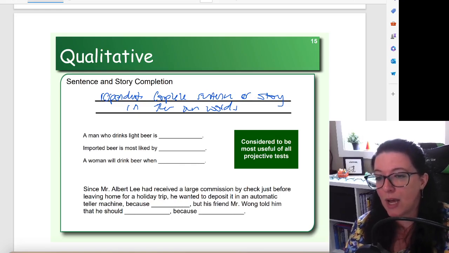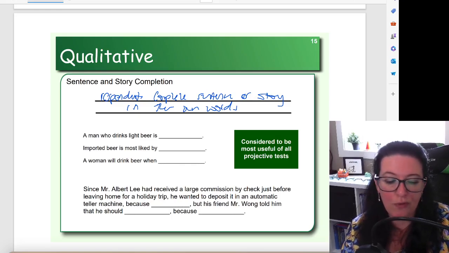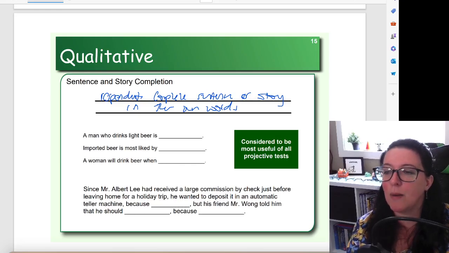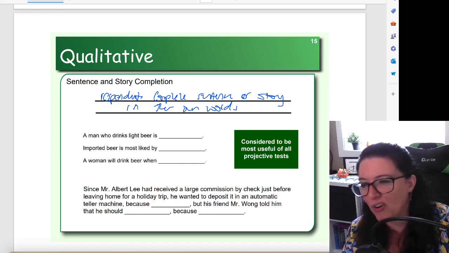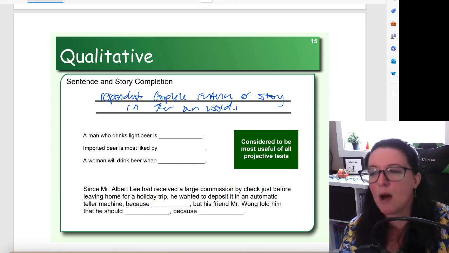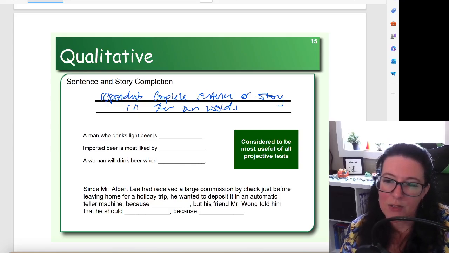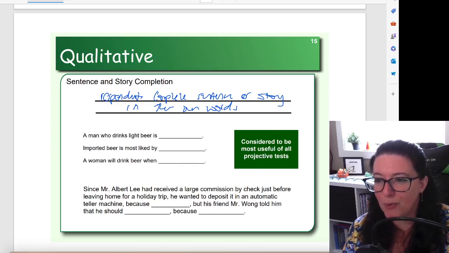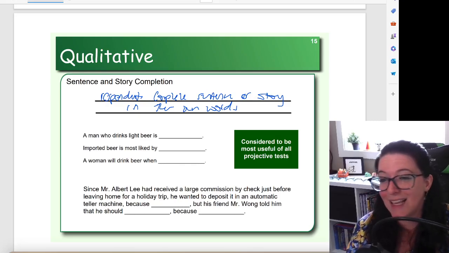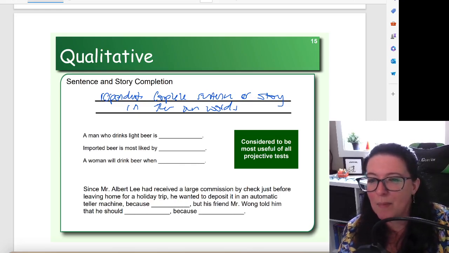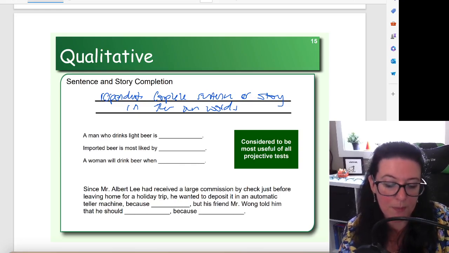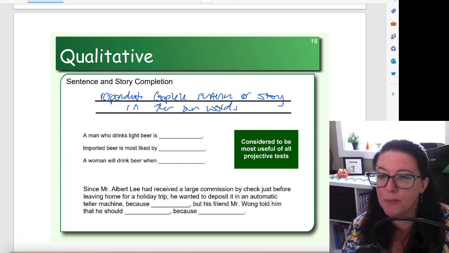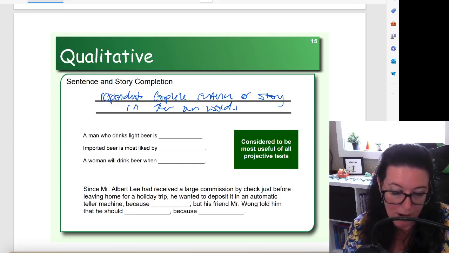And so then the advertising campaigns could focus on, well, how do we beat that stigma that it is a diet drink, it's more feminine, it's not what manly men drink. And so we can get past that, because if you gave people the drink just based on taste, they like the taste, but they don't want to be seen drinking it. We could ask, for example, imported beer is most liked by. So here we're getting to stereotypes, stigmas. Who do people see as using a particular product?